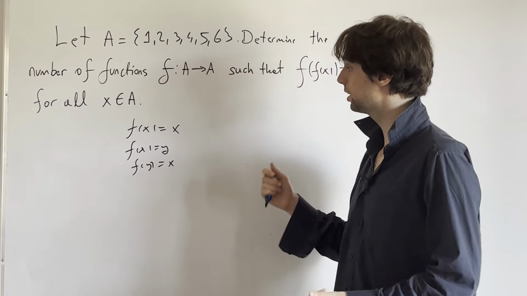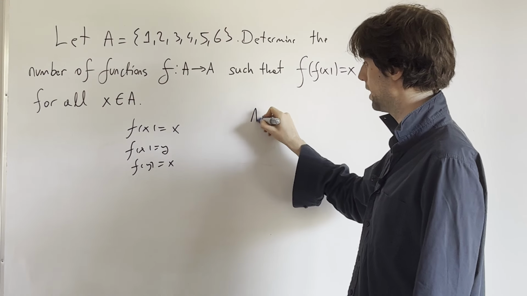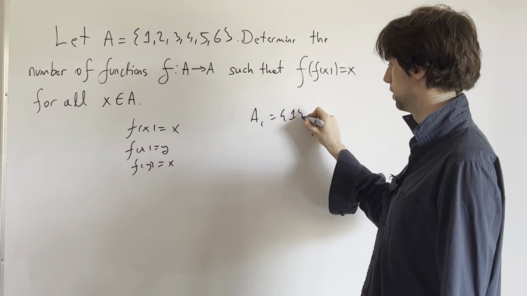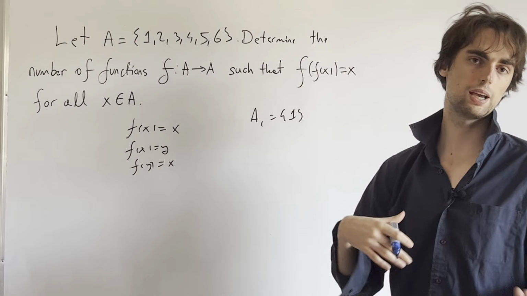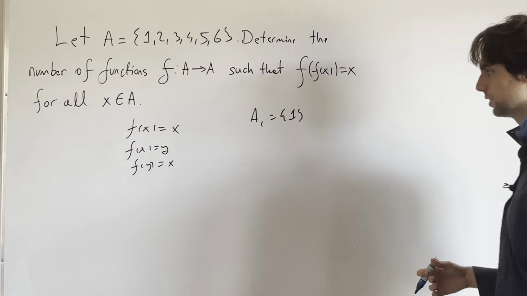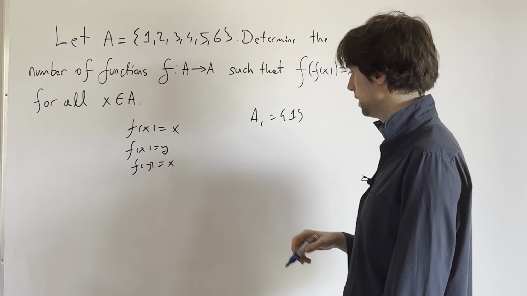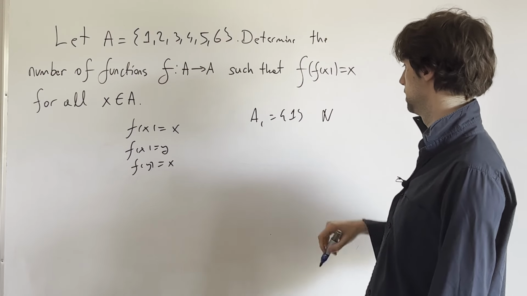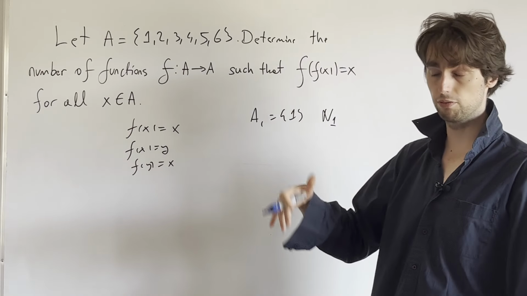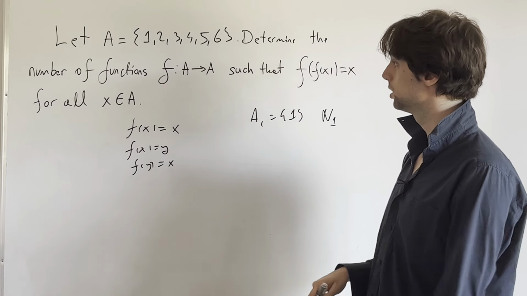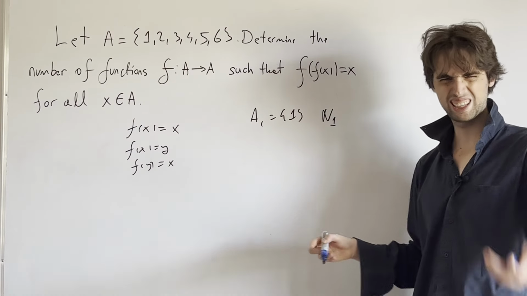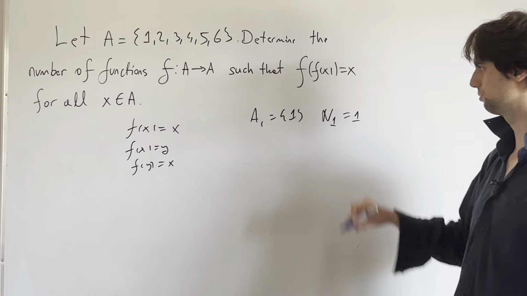So instead of, let's say this is A6, let's go with A1 being the set {1}, A2 being the set {1, 2}, A3 being {1, 2, 3}, and you get the idea. Let's call the number of functions N1. We're going to find what N6 is equal to. So for the set {1}, we only have 1 goes to 1, so there's only one function.